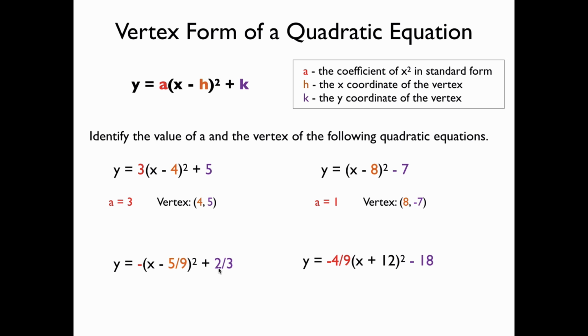And outside the parentheses, we have a positive 2/3. So the value of a is negative 1, and the vertex is 5/9 and 2/3.